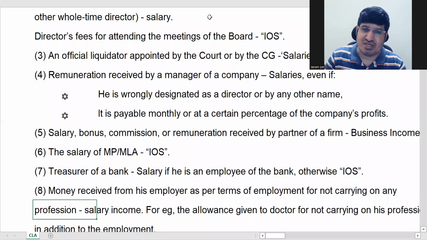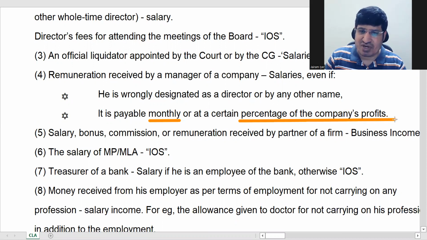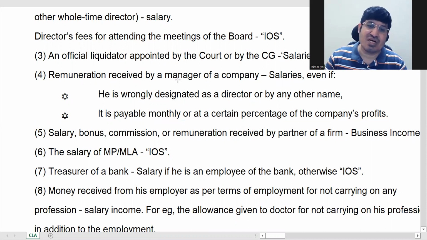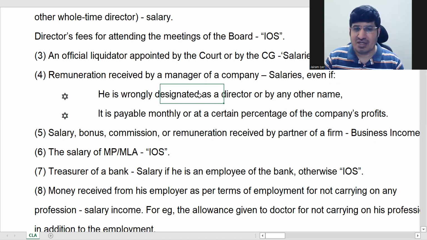And again, the second point is whether payable monthly or at a certain percentage of company's profits. Whether payable monthly or at a certain percentage of company's profit, it has no relation. Always see what his work is. Find his real designation, find his real work. If his work is that of a manager, then it is salaries. If his work is that of a full-time director or a director who is an employee, then also it will be salaries. Only cases where he is an independent director or something like that will not be salaries.